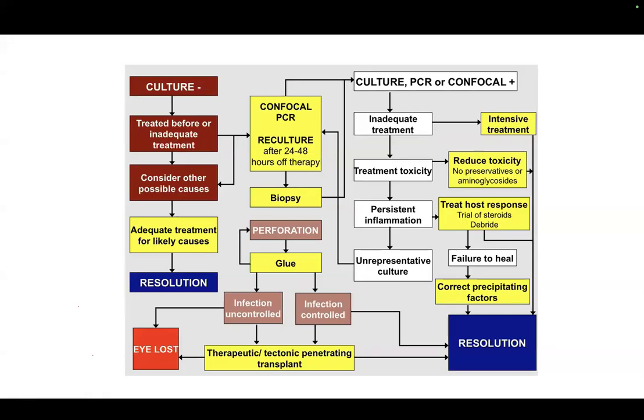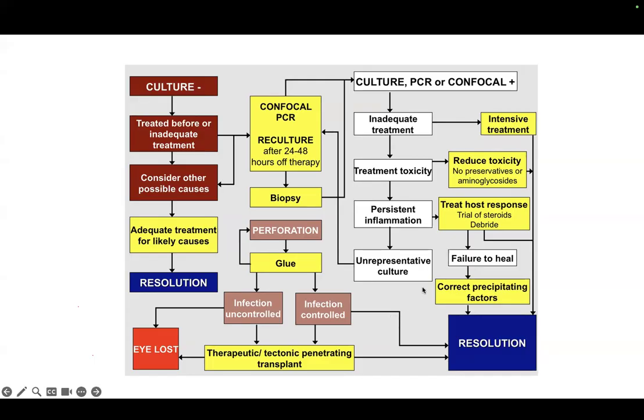But frequently you will see a bit of worsening after starting treatment because you're killing all the bugs, and then you get a bit of an inflammatory response to dead bugs. So obviously the idea is we want to establish a cause, ensure there's an appropriate response to the treatment, and manage appropriately. In exceptional circumstances, if there's perforation, we may find ourselves doing a tectonic, hopefully a lamellar transplant rather than a penetrating keratoplasty.